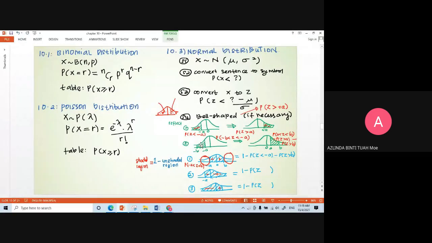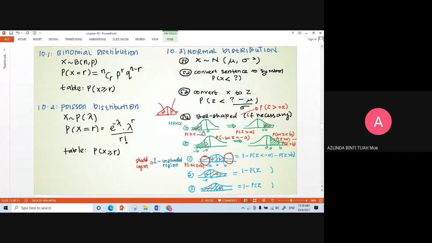Okay, case yang kedua bila kita boleh reflect adalah apabila kedua-duanya nilai A dan B berada di kawasan negatif. Ni negatif Z axis. Sekiranya kedua-dua range tu berada di negatif bahagian, kita boleh reflect. Area dia akan jadi sama sebelah kanan.